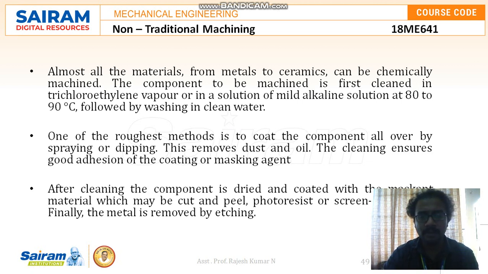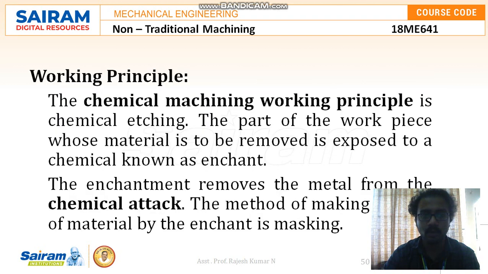The component to be machined is first cleaned in trichloroethylene vapor or in a solution of mild alkaline solution at 80 to 90 degrees Celsius, followed by washing in clean water. One of the roughest methods is to coat the component all over by spraying or dipping, and this removes dust and oil. So the cleaning ensures good adhesion of the coating or masking agent. After cleaning, the component is dried and coated with the masking material, which may be cut and peel, photoresist or screen print type. Finally, the metal is removed by etching.